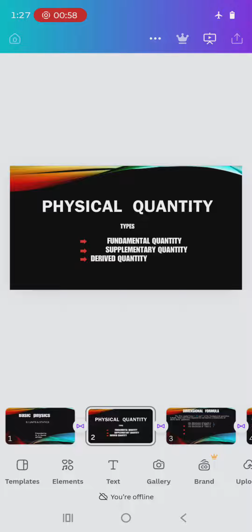What is meant by physical quantities? The accepted standard value which is used for the comparison of a given physical quantity is known as unit. The units or the physical quantities are classified into three ways. The first one is the fundamental quantity. The second one is supplementary quantity. The third one is derived quantity.